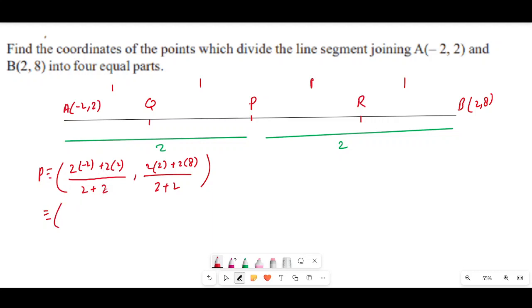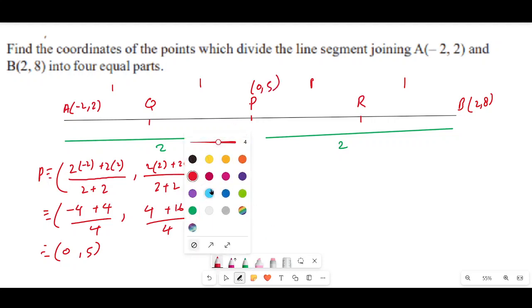Now for simplicity we can take common for this, but don't worry, 2 minus 4, and 2 2s are 4, this is 4, 2 2s are 4, 8 2s are 16, 2 2s are 4, this will be 0, and this will be 4 4s are 16, 4 4, that means 5. We got the value of P, which is 0 comma 5. Clear?